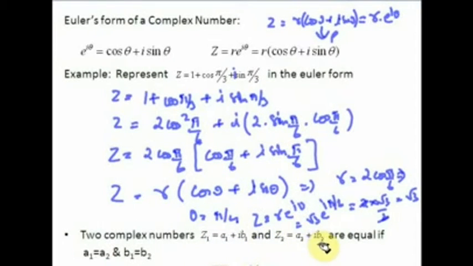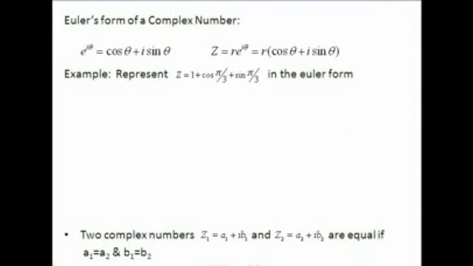Two complex numbers z1 is equal to a1 plus iota b1 and z2 is equal to a2 plus iota b2 are equal if and only if a1 is equal to a2 and b1 is equal to b2. We can compare the real part with the real part and the imaginary part with the imaginary part. So two complex numbers are equal if both the real parts are equal and the imaginary parts are equal.